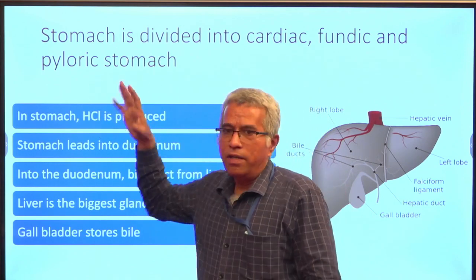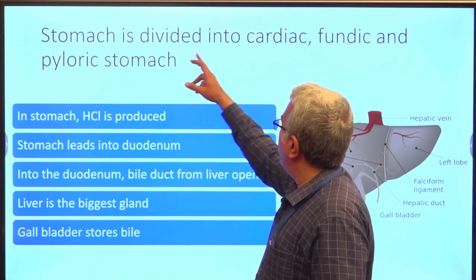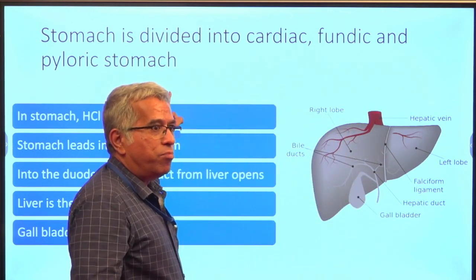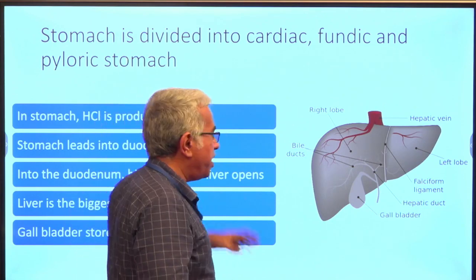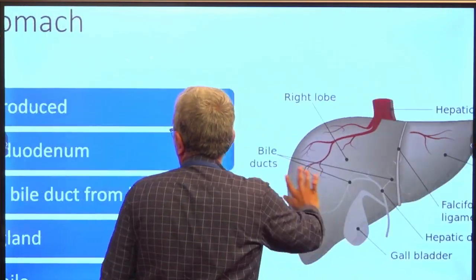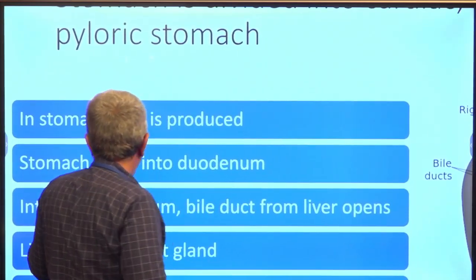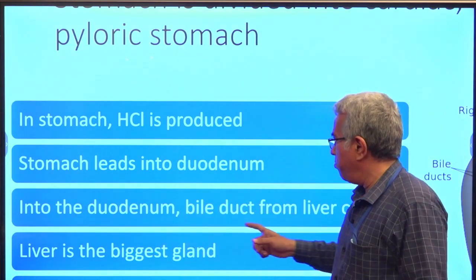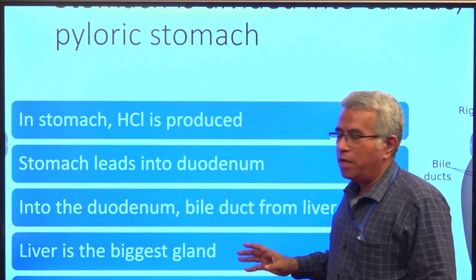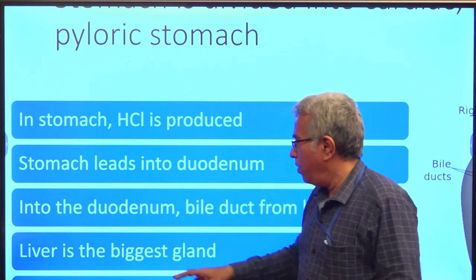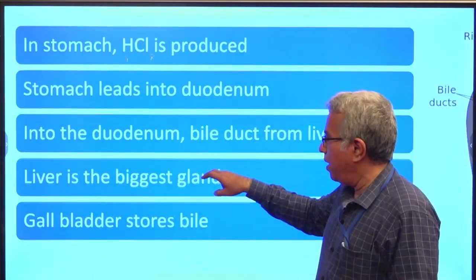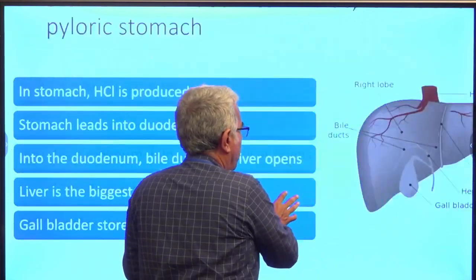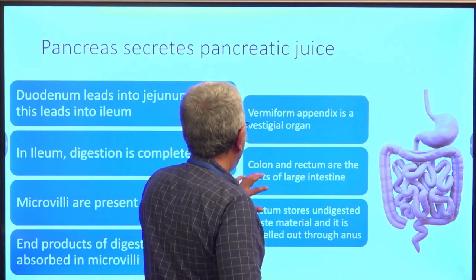As I already told, let us recollect. The stomach is divided into cardiac, fundic, and pyloric parts. In the stomach, HCl is produced, and the stomach leads into the duodenum. Into the duodenum, the bile duct from the liver opens. That means bile is emptied into the duodenum, and the liver is the biggest gland. The gallbladder stores bile. So that is about the associated structures of the duodenum.